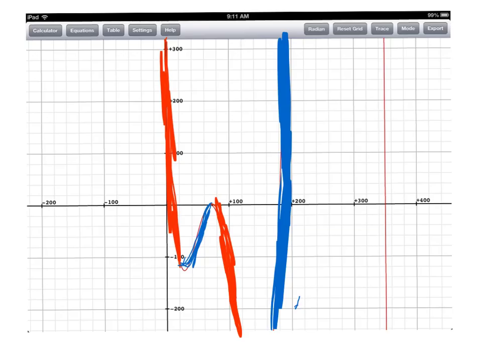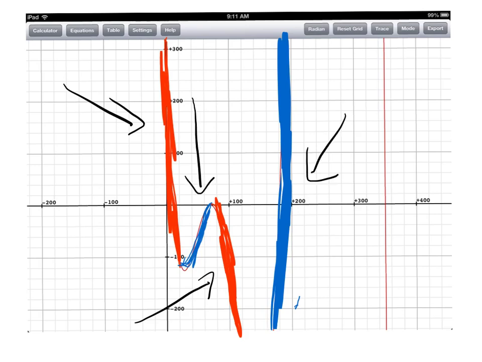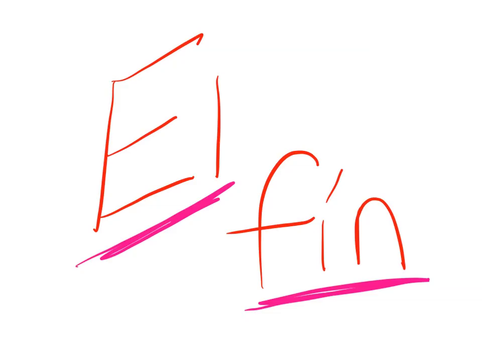The red area shows where the polynomial is decreasing, right here and here, and the blue indicates where the polynomial is increasing, here and here. And that is how you make a polynomial roller coaster equation. The end.